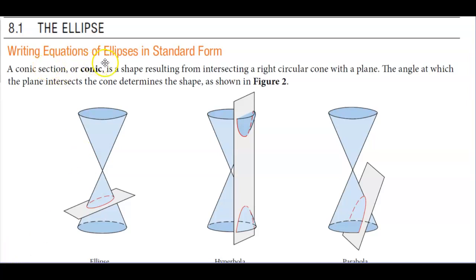Now, writing equations of ellipses in standard form. A conic section, or a conic, is a shape resulting from intersecting a right circular cone with a plane. The angle at which the plane intersects the cone determines the shape, as in figure 2.